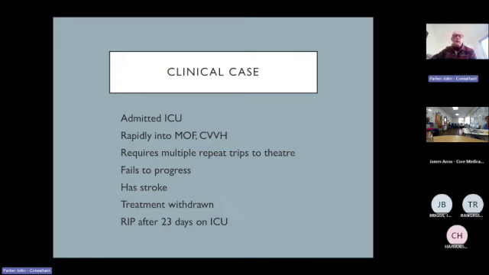Well, she was admitted to the ICU, went rapidly into multi-organ failure on large doses of noradrenaline, was in anuric renal failure from the outset, requiring CVVH. And she grumbled on for a number of days. She had really bad surgical problems, requiring multiple trips to theatre, and really failed to progress. Had a large stroke, I think about 2 weeks into her stay, and really failed to thrive. And then, with agreement with family, treatment was withdrawn 23 days into her ICU stay.